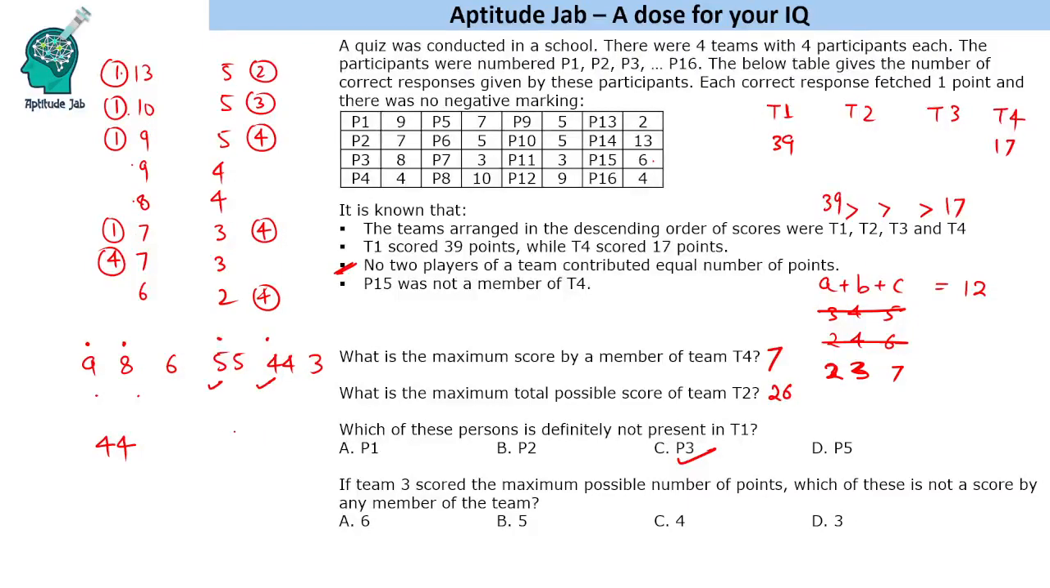And T2 has to be greater than T3. So that means 23 and 21 is the maximum possibility. I mean the maximum for T3 can be 21. So let us see if 21 is possible. 5 and 4 are compulsory, so that makes 9 points. We have to check 12 points out of these two. So 9 and 3 will make it 21. 9 plus 5 plus 4 plus 3. It is asking which of these is not a score by any member of the team. So 5, 4, 3 are given. 6 is not a possible score. So these are the answers to the questions of this puzzle.